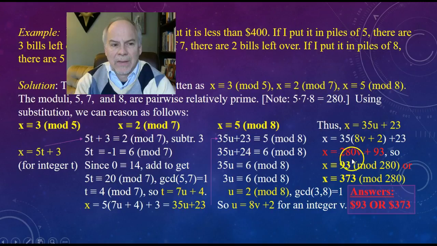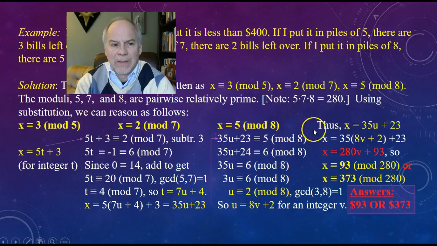I want that in my expression, and whatever's on the right side of that, in other words, the remainder on the end, is going to be the answer. So what this says is that x is congruent to 93. In other words, the remainder is 93 mod 280 when I divide by 280. Okay.